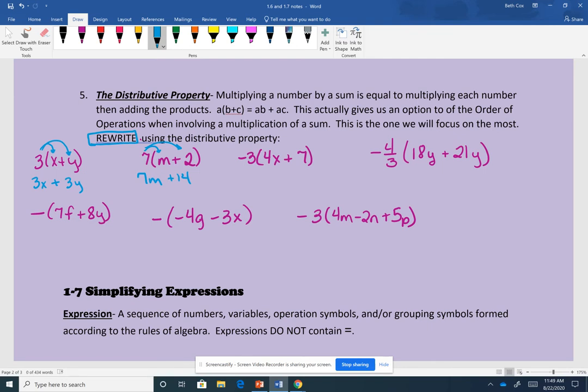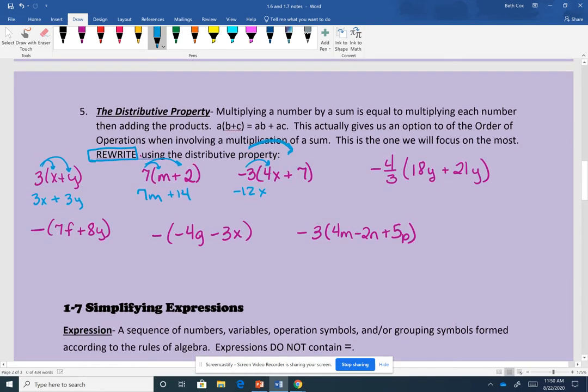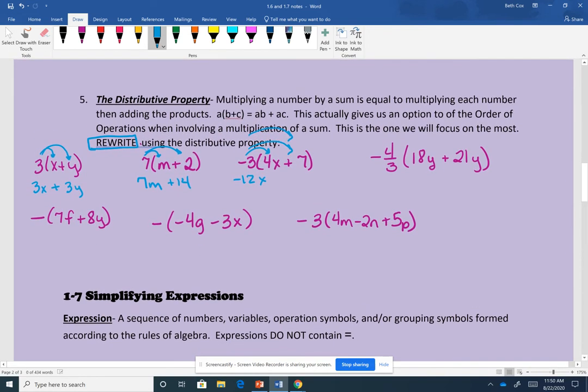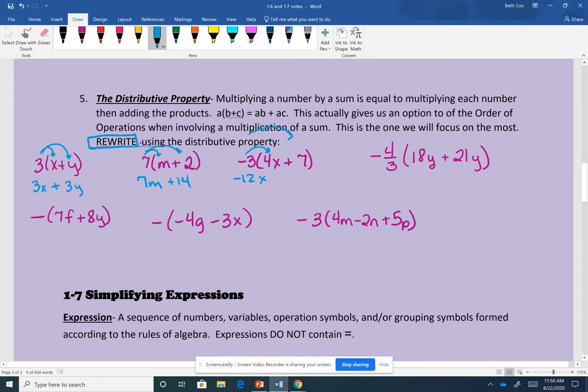Okay, now this is a -3. Remember your positive and negative rules when it comes to multiplying. So this is a -3 times 4, which is a -12x, and -3. Whoa, why is it doing that? That's so strange. I'm not liking that at all. Okay, so -3 times 7, which is a -21.